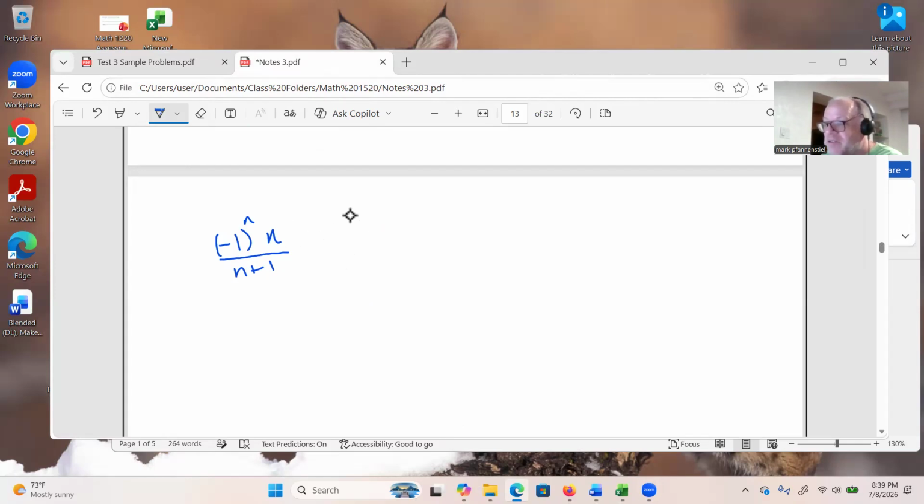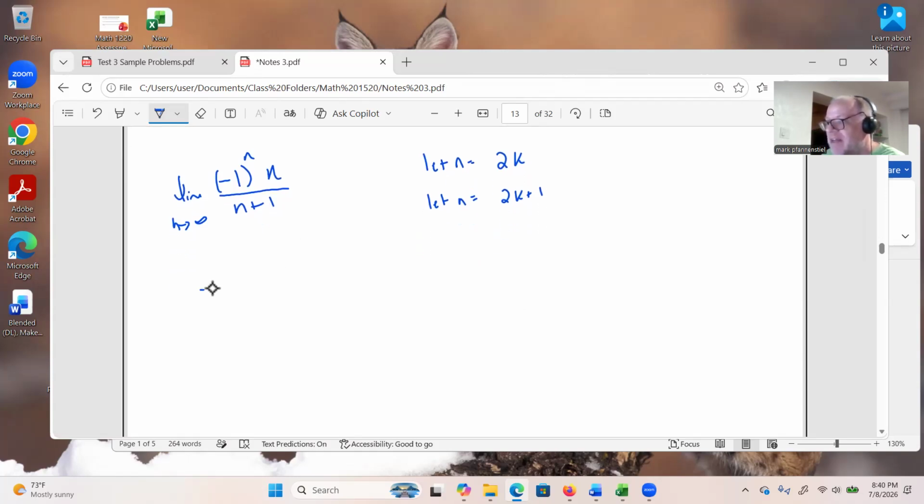So what we're going to do is take our limit as n goes off to infinity. We're going to say let n equals 2k to deal with the even ones. And then in the next part of the problem, we're going to say let n equals 2k plus 1. We're just going to divide the problem into two different pieces here. So we're going to have negative 1 raised to the 2k power times 2k, for my n, divided by 2k plus 1 on the bottom.